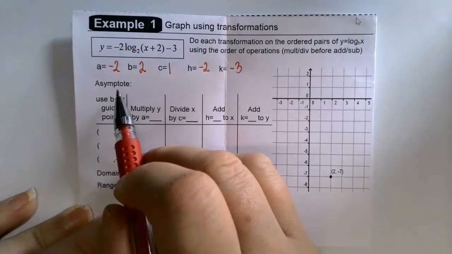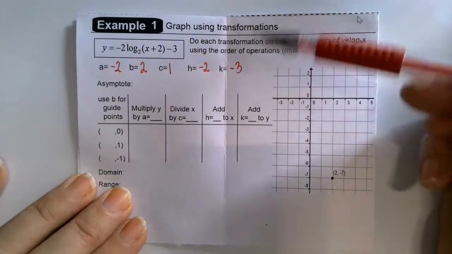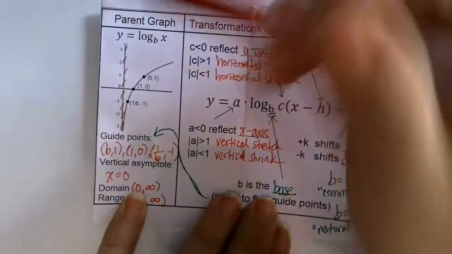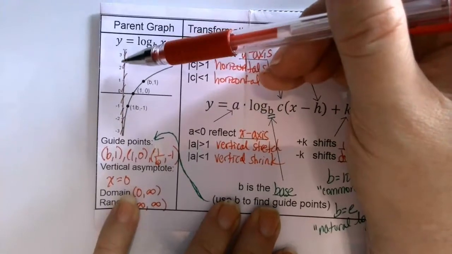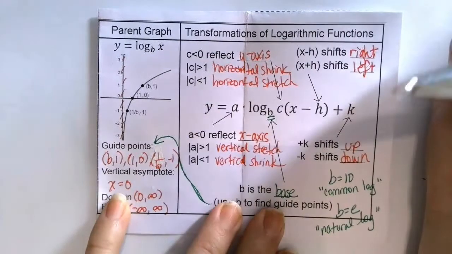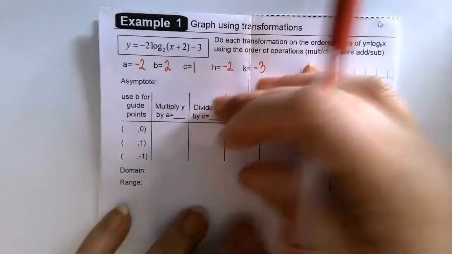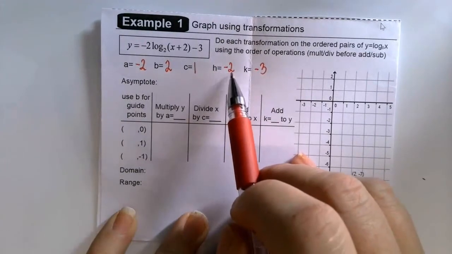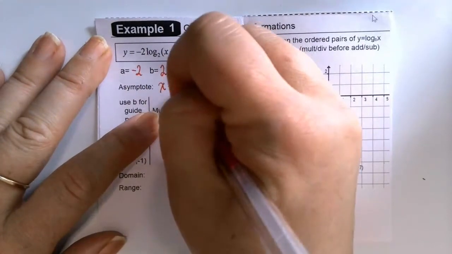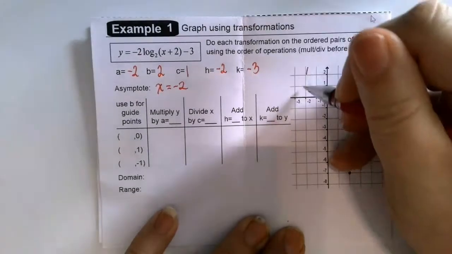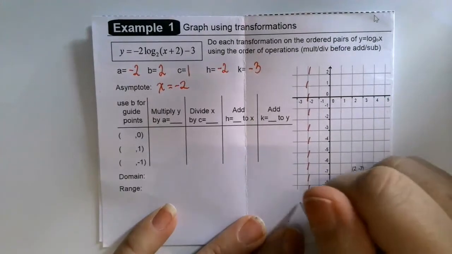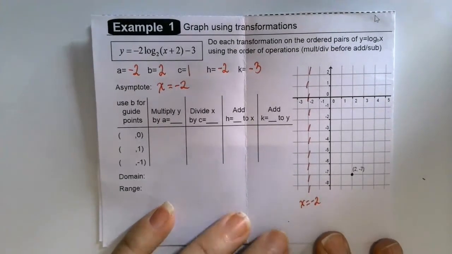Okay, the asymptote, because we have a vertical asymptote, for the parent graph, it's going through the line x equals 0, right? Now, if we do a horizontal translation to the left or the right, that's going to change the position of our vertical asymptote. So the vertical asymptote is always going to be equal to the h. So my vertical asymptote is x equals -2. So we can come over to the graph and put a dashed line through x equals -2 to show that vertical asymptote.